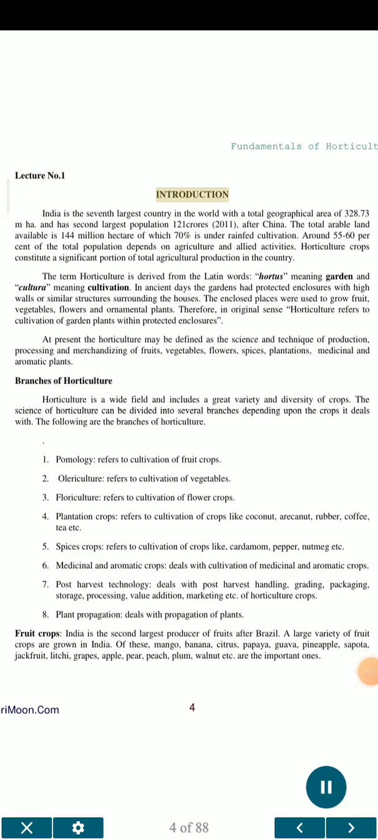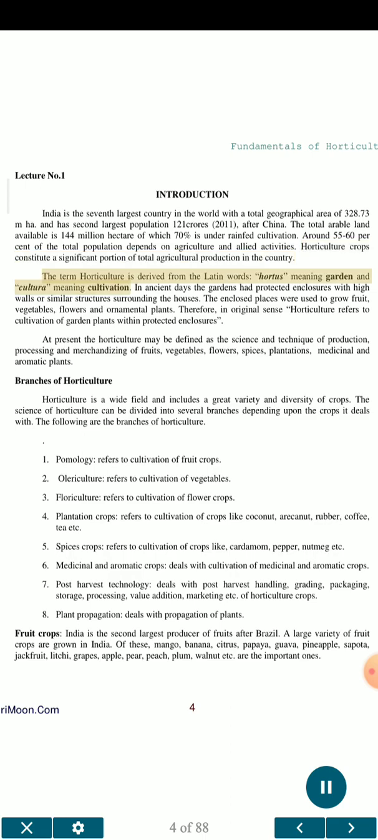Lecture number 1. Introduction. India is the 7th largest country in the world with a total geographical area of 328.73 million hectares, and has the second largest population, 121 crores in 2011, after China. The total arable land available is 144 million hectares, of which 70% is under rainfed cultivation. Around 55 to 60% of the total population depends on agriculture and allied activities. Horticulture crops constitute a significant portion of total agricultural production in the country.